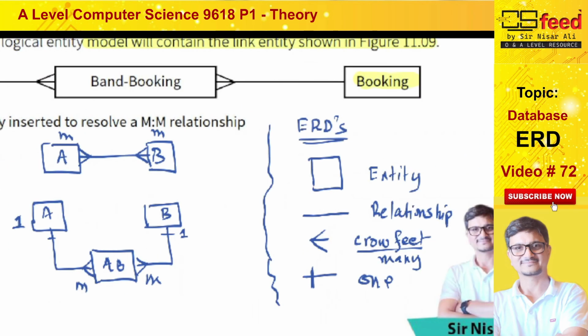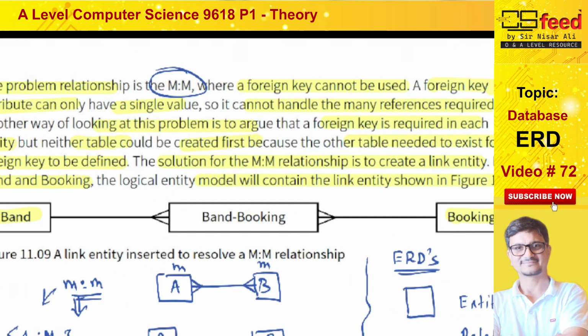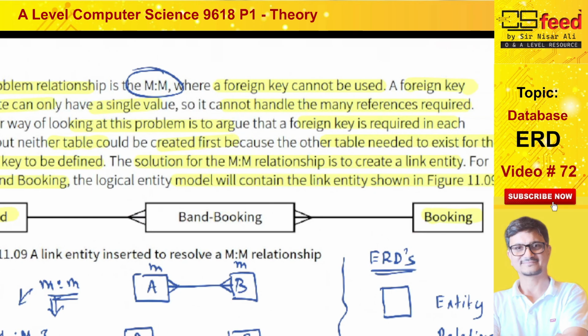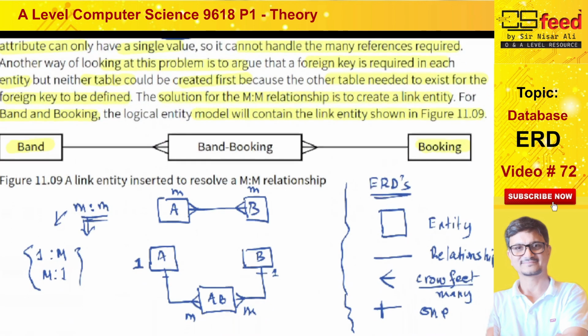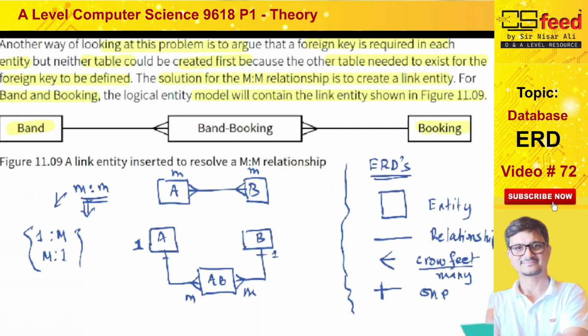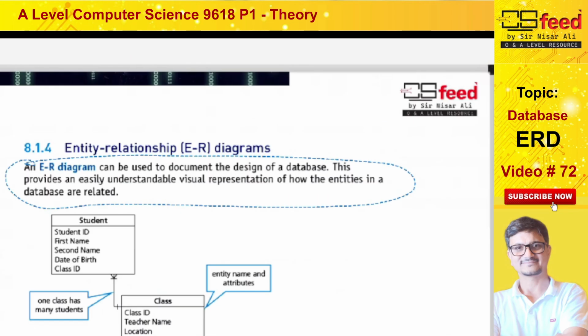All right. So many-to-many is actually a problematic relationship, and it cannot be realistically implemented, and there is a lot of complication in it. So the solution is to break it into one-to-many relationships by creating a link table. All right. So I hope it is clear. So the relationship between student and class is many-to-one, as one value of the attribute class ID may appear many times in the student table, but only once in the class table. In order to speed up searching of data, an index can be used. This is a data structure built from one or more columns in a database. So this is the further detail.